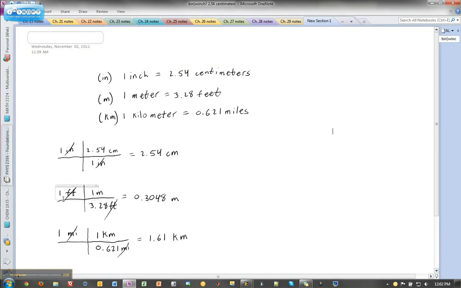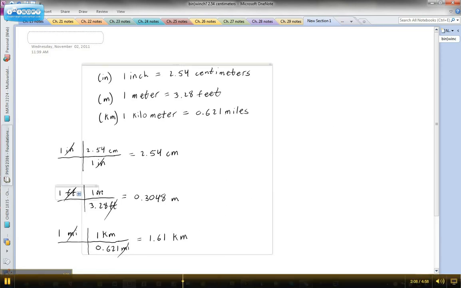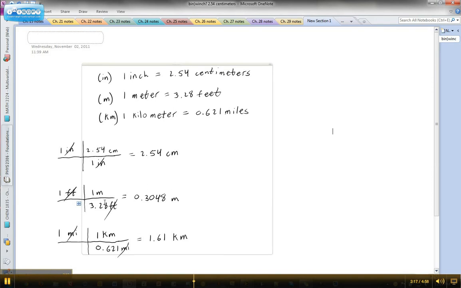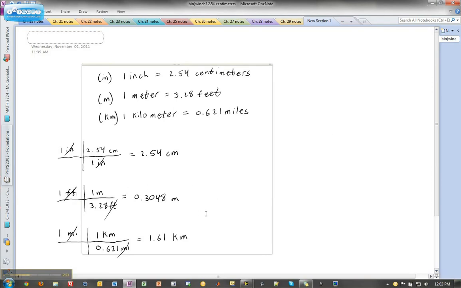Same thing goes for 1 foot. I start out with 1 foot. In 1 meter there are 3.28 feet. And again I put feet on the top and feet on the bottom so that I can cancel them out, so that I end up with just meters left. So 1 foot times 1 meter divided by 3.28 is 1 meter, because feet cancel out. 1 meter divided by 3.28 is 0.3048 meters. And then for miles, I start out with a mile. I want to get to kilometers. I divide by 0.621 so that I can cancel out the miles here, and I end up with 1.61 kilometers.